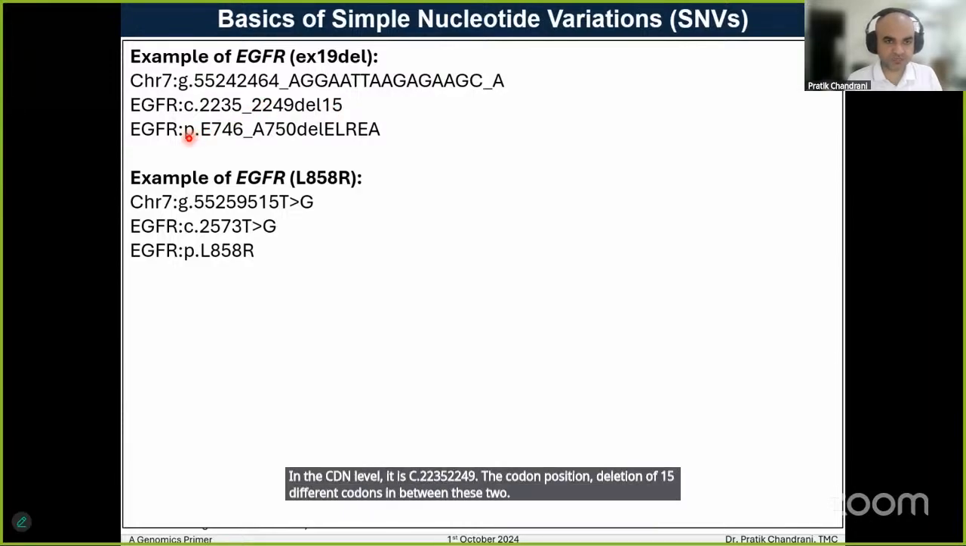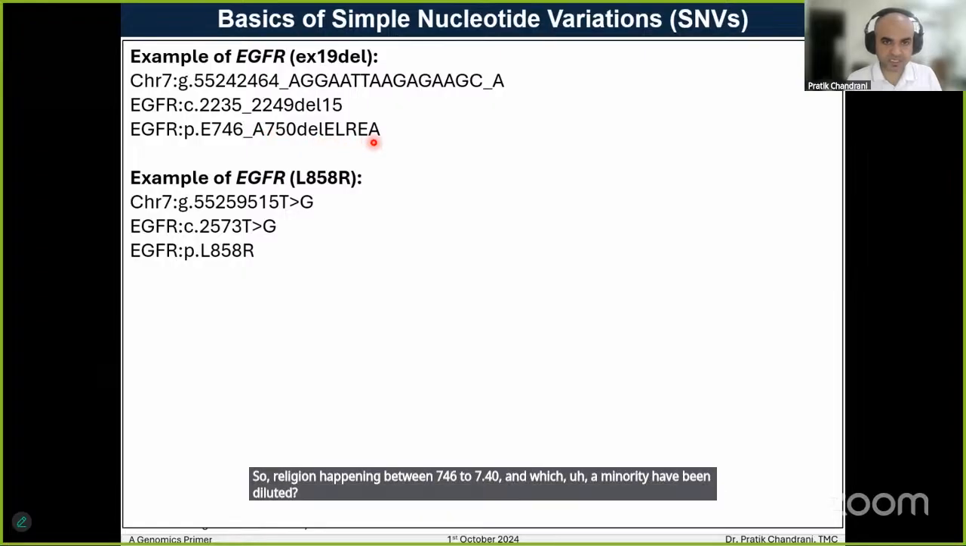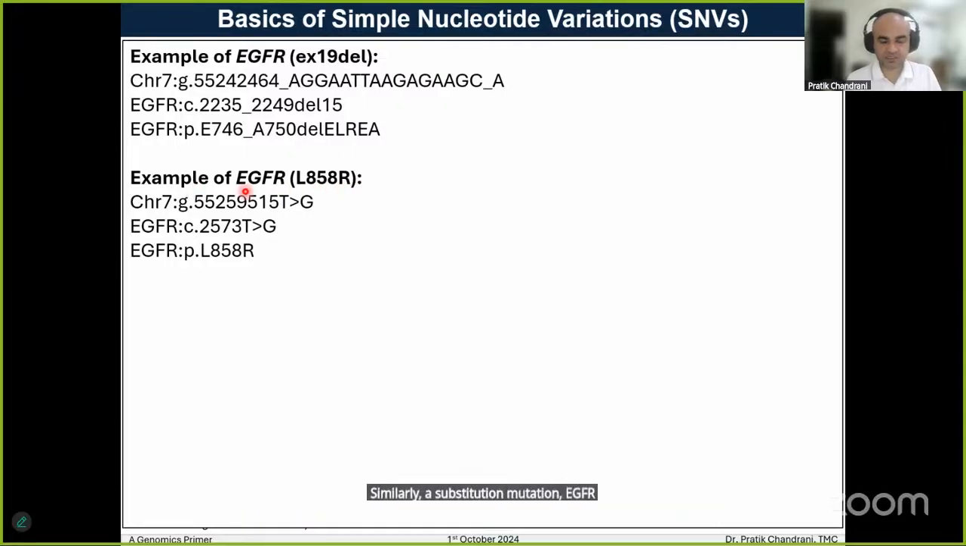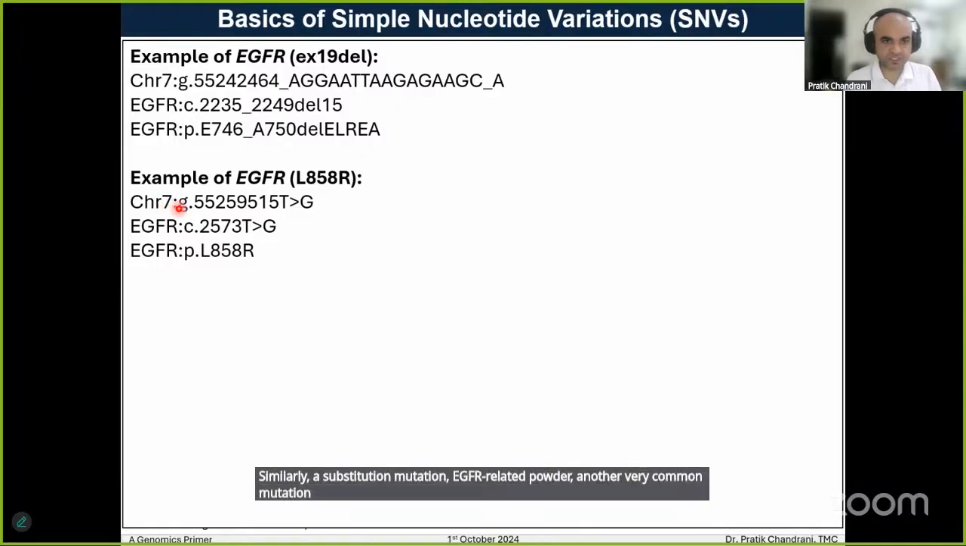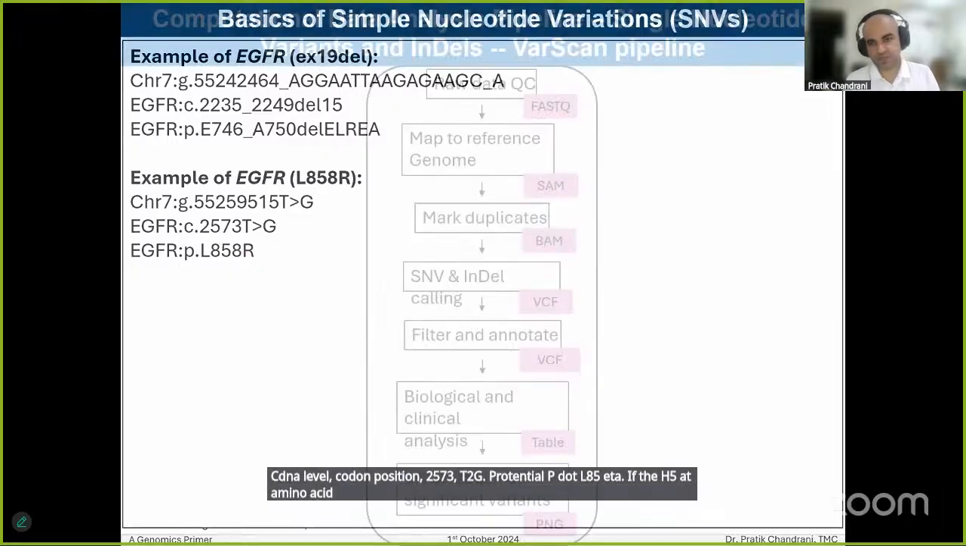At the protein scale, P.E746_A750 deletion. So deletion happening between 746 to 750, and which amino acids have been deleted? ELREA. Similarly, a substitution mutation, another very common EGFR mutation, is represented as CHR7 G dot so and so nucleotide position T to G, at the cDNA level codon position 2573 T to G, protein scale P.L858R. At the 858 amino acid position, an L to R mutation is happening.